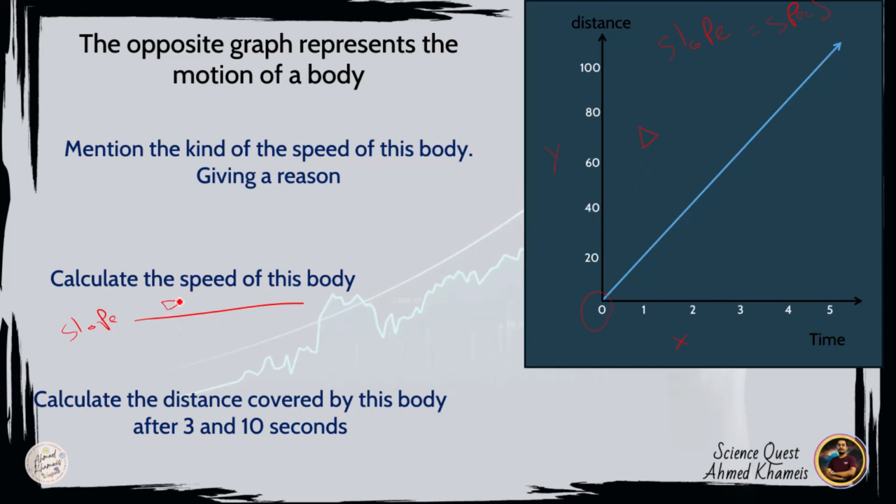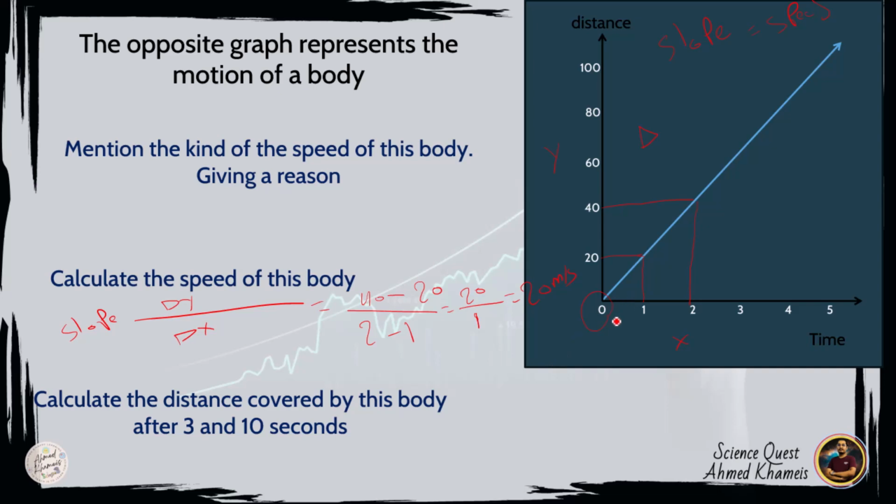So it will be delta y over delta x. We take two numbers, 20, and go until it intersects with the line, and then we go to x, and then from y until it intersects, and then we go to x. So it will be 40 minus 20 over 2 minus 1, which equals 20 over 1, equal 20 meter per second. So the speed of this object is 20 meter per second.